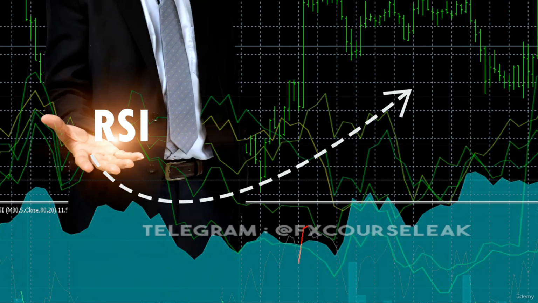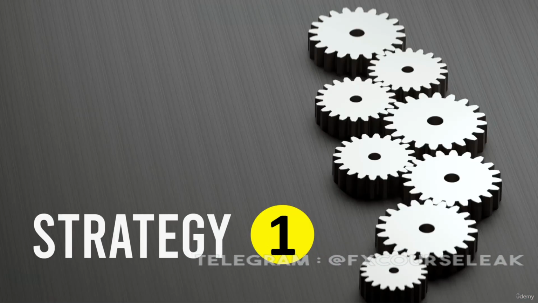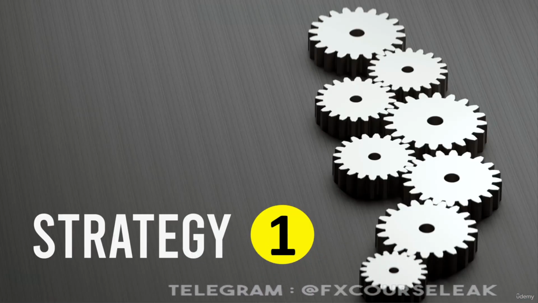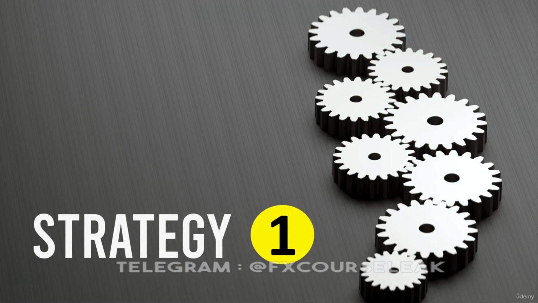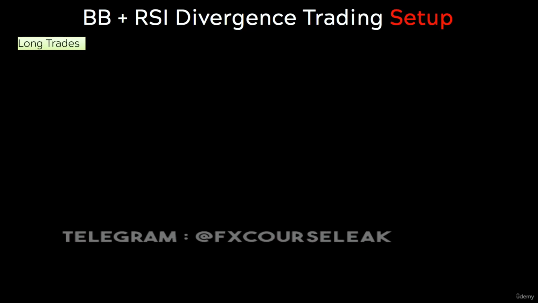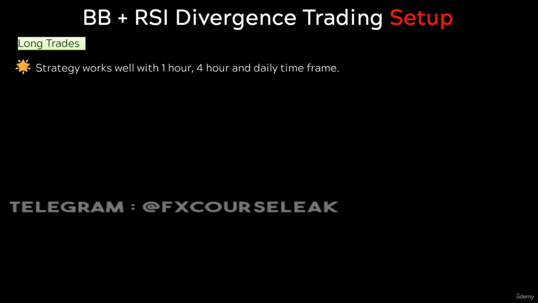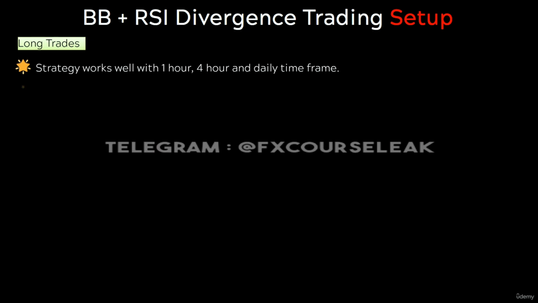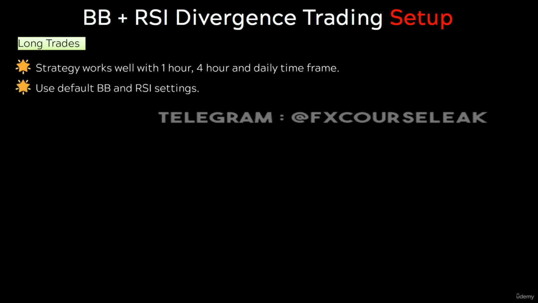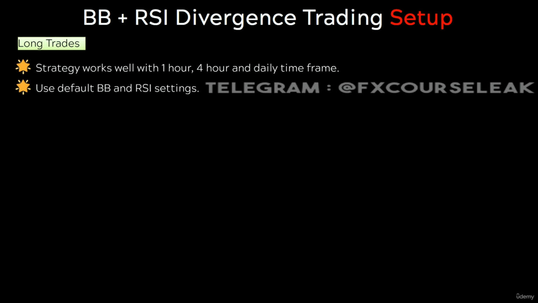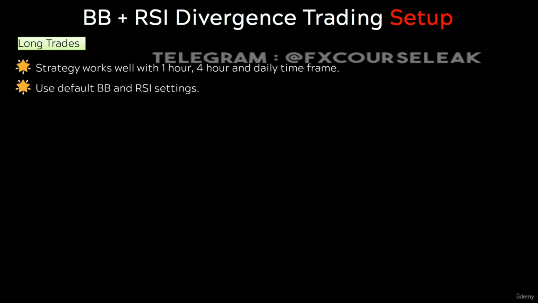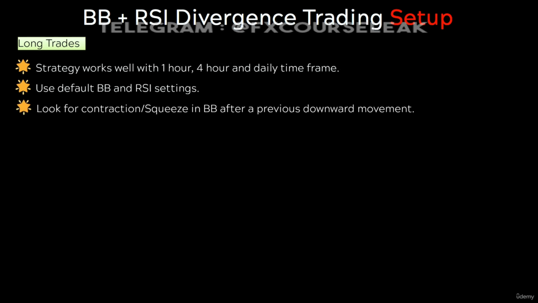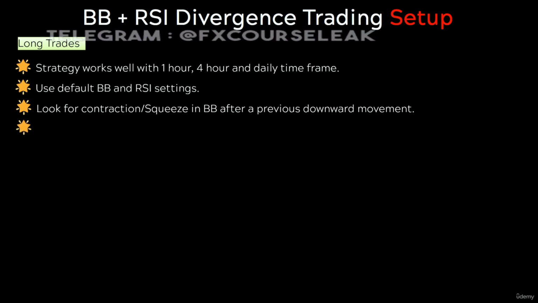So friends, the strategy is really simple. Let's discuss the rules for long entry. First of all, this strategy works well with 1 hour, 4 hour and daily time frame. Next, we are using default Bollinger Band and RSI settings here. Now, after this, look for contraction in Bollinger Bands or a Bollinger squeeze after a previous downward movement or a downtrend.